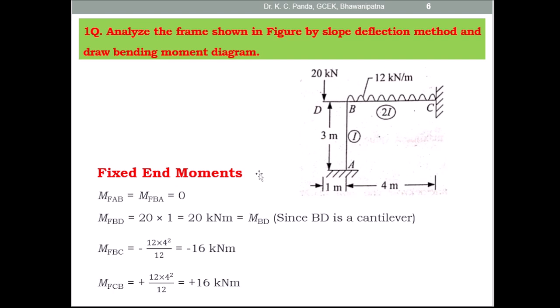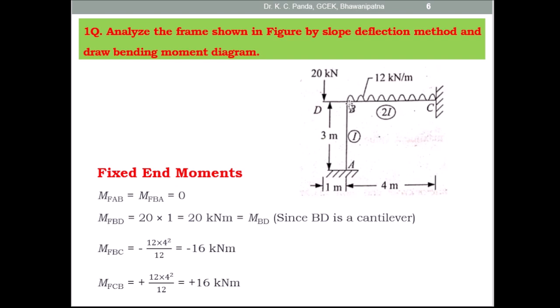In the slope deflection method, first you have to find the fixed end moments by considering that in each span the ends are fixed. So this is the vertical member, and here there is no loading. The fixed end moment at the end A and the fixed end moment at the end B are both 0. MFAB is 0 and MFBA is 0.